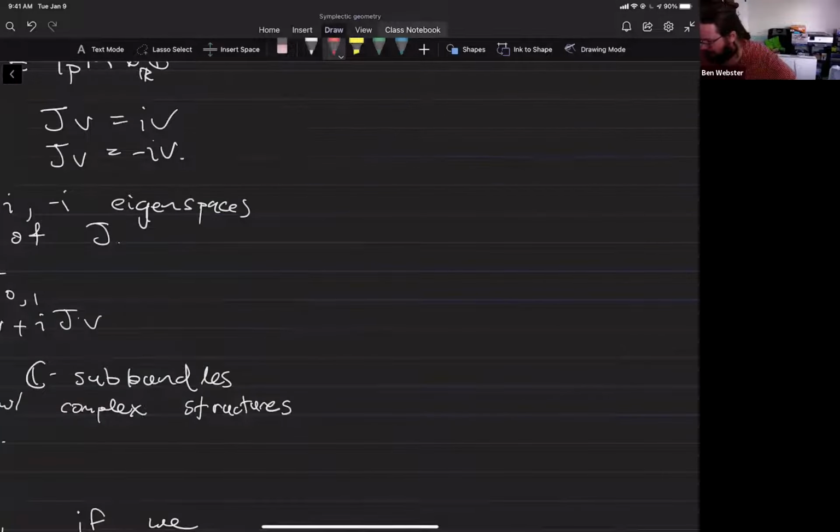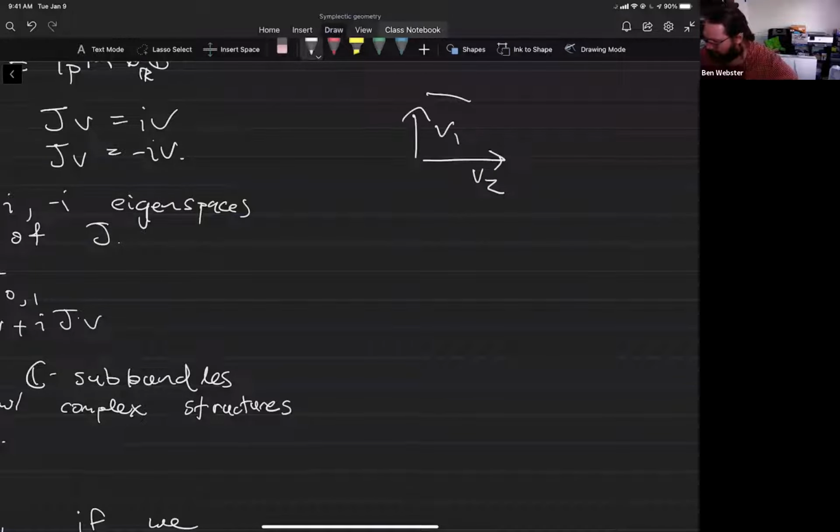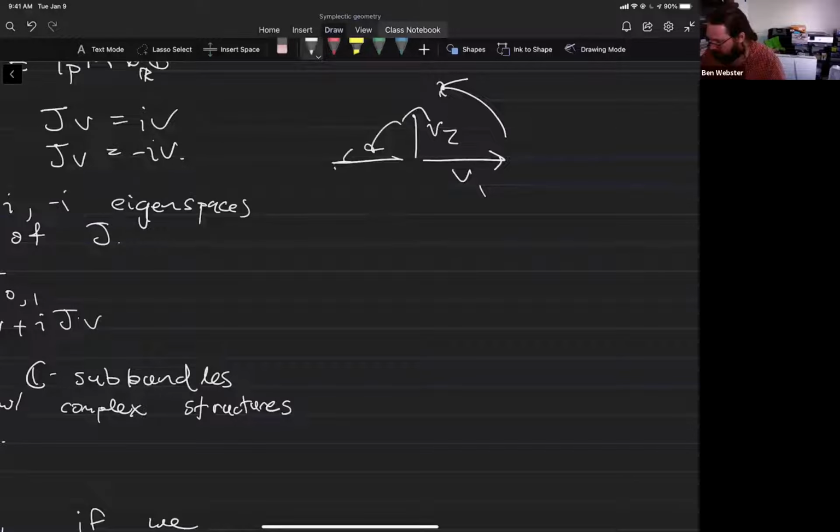So if I have V1 and V2, then if J acts by rotation a quarter of the way around, preserving this span, sending V1 to V2 and V2 to minus V1, then that's holomorphic because J is acting like i.